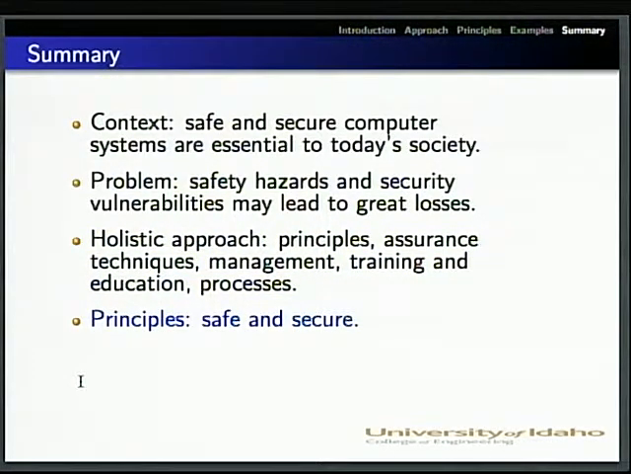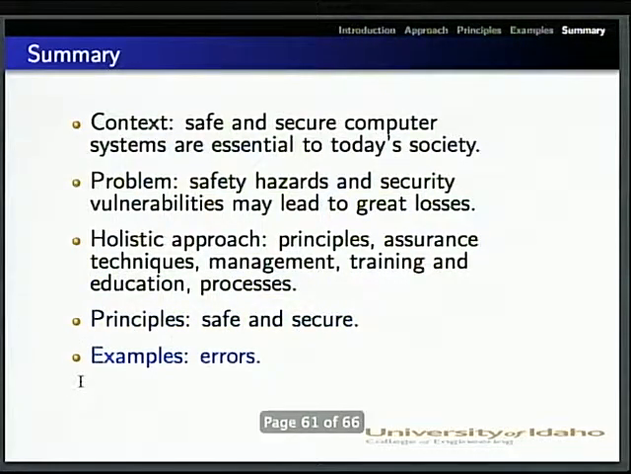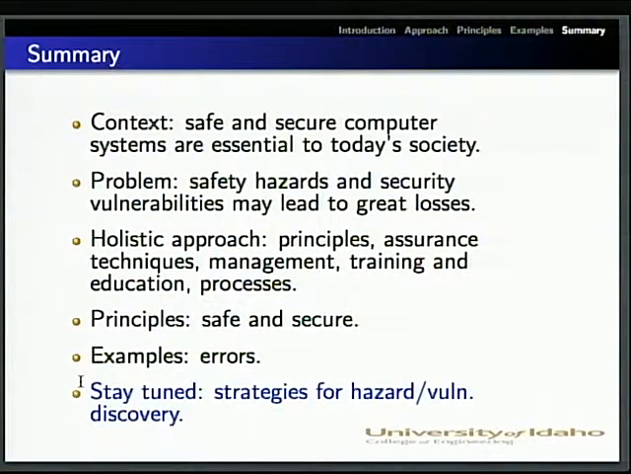I showed you two sets of guiding principles, those that were developed for secure systems and those that were developed for safe systems, though you could use them interchangeably. And then I also showed you two examples of errors. So stay tuned, because in future IGEM seminars we'll try to show you what techniques you can use to discover these vulnerabilities, so you prevent them from becoming errors that will lead to great losses.